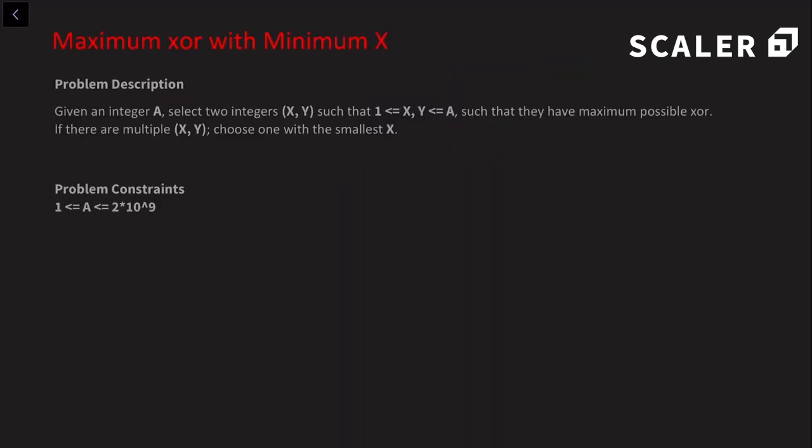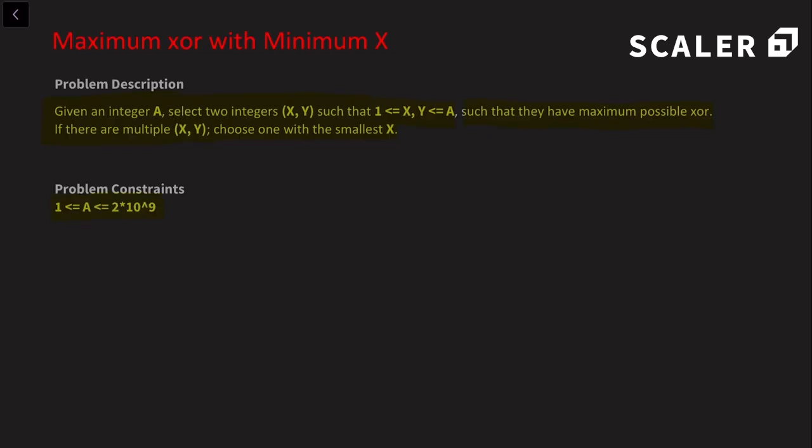Let's talk about the first problem, maximum XOR with minimum x. The problem description is, given an integer a, select two integers x comma y such that x and y can vary from 1 to a such that they have maximum possible XOR. If there are multiple x comma y's, choose one with the smallest x. So basically we need to maximize the XOR of any two values, and those two values should be in range 1 to a. The problem constraints are a can vary from 1 to 2 into 10 raised to power 9.